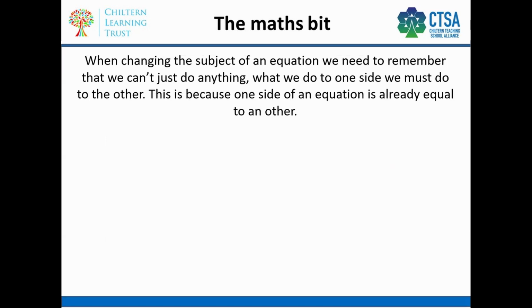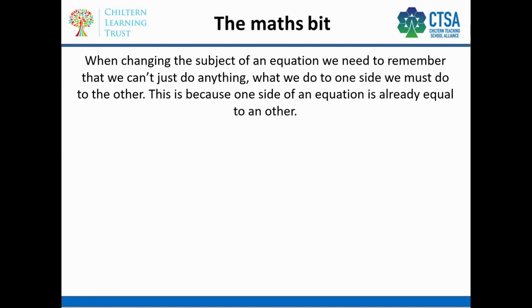So if we talk about the maths bit now, when we're changing the subject of an equation, we need to remember that we can't just do anything to it. What we do to one side of the equal sign, we have to do to the other side of the equal sign. That's because the equal sign is telling us that what's on the left of it is the same value as what's on the right of it. So if we were to do something to one side, not the other, we would be making an incorrect statement, and it wouldn't work mathematically.